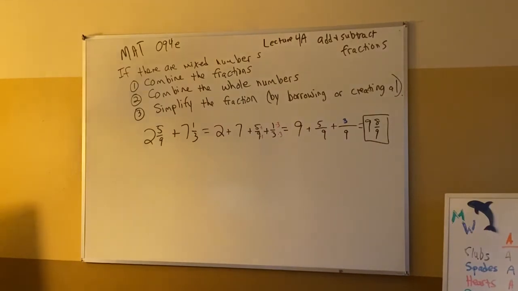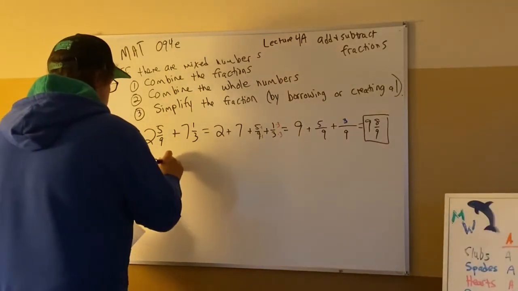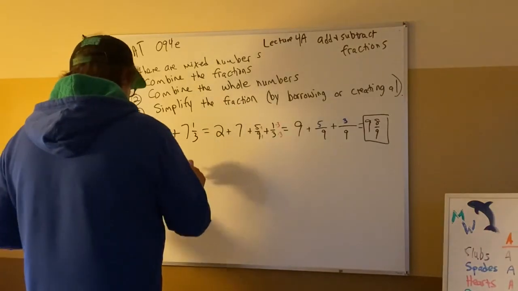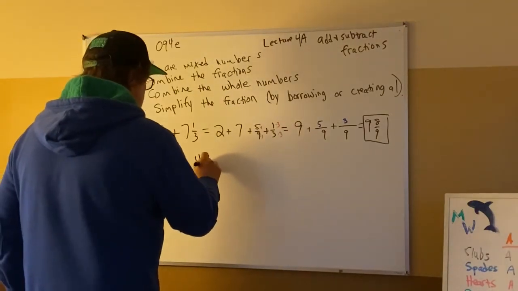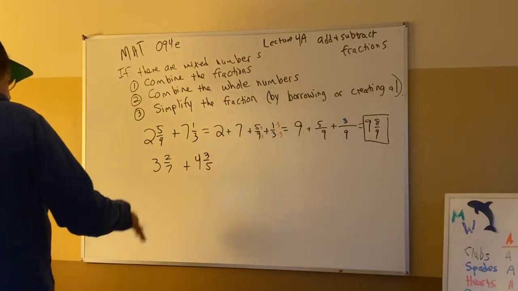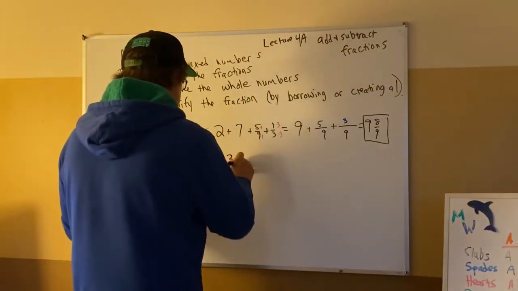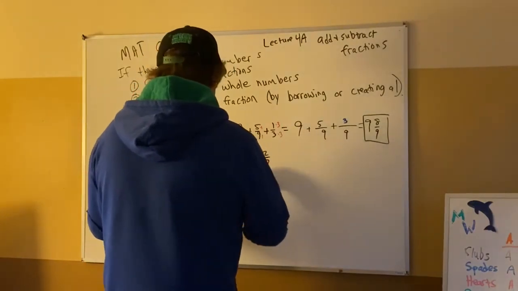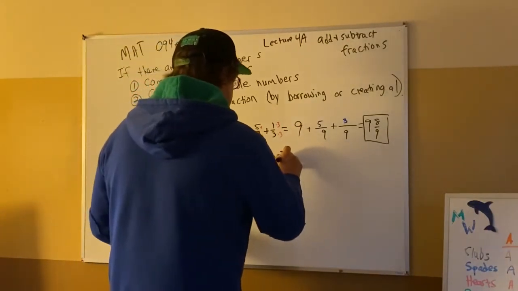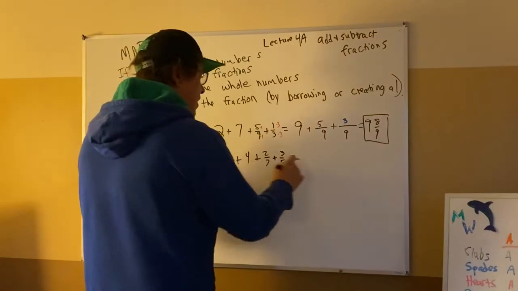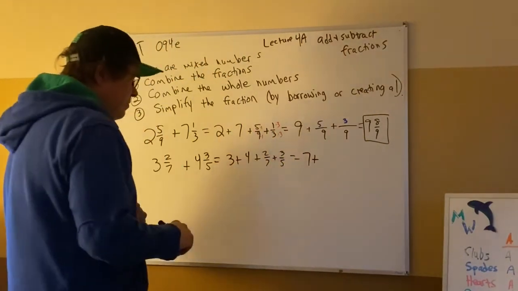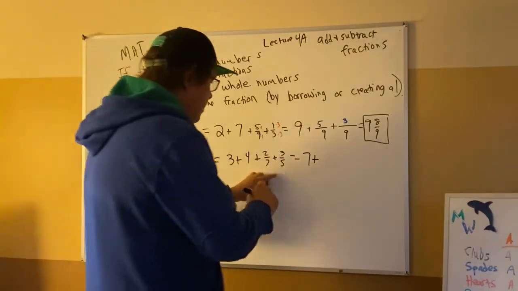3 and 2 sevenths plus 4 and 3 fifths. We have 3, and we have 2 sevenths, and we have 4, and we have 3 fifths. 3 and 4 make 7. It's the whole numbers. This we got to deal with.